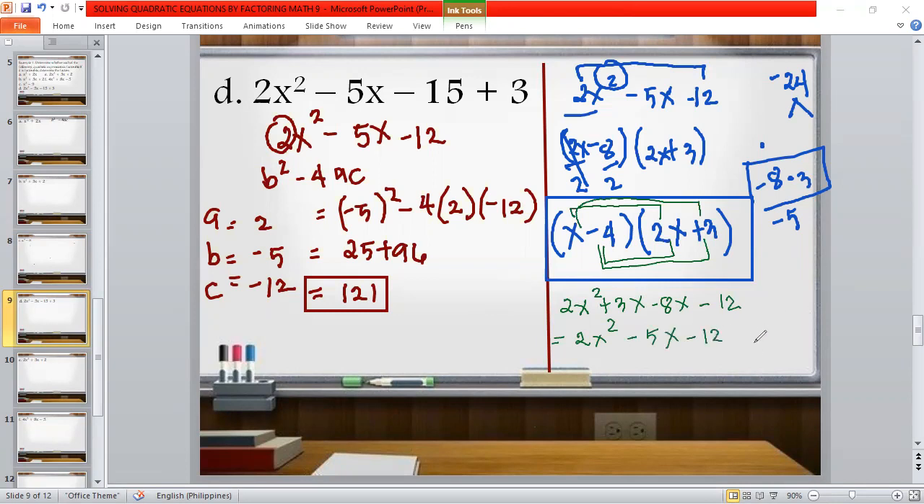Okay, pareho lang po ba sa ating given number? Okay, pareho lang po sila. So, ibig sabihin that the factor x minus 4 times 2x plus 3 is the factor of 2x squared minus 5x minus 12. Okay po, nag-gets po? Okay, very good.